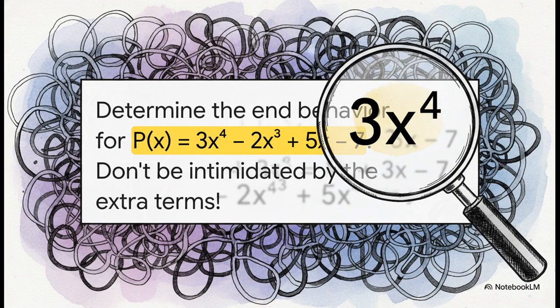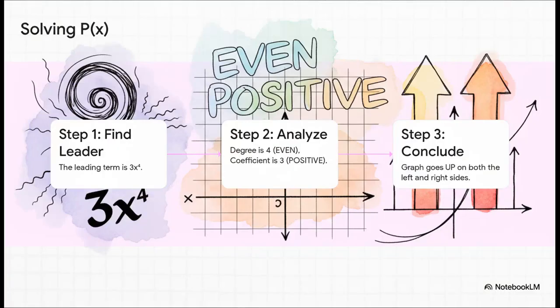P of x equals 3x to the fourth minus 2x cubed plus 5x minus 7. Now, looking at that, you see a bunch of terms, a lot going on. But we're going to completely ignore all the middle stuff. We're laser focused on just one thing. Step 1, find the leader. Which term has the biggest exponent? Easy, it's 3x to the fourth.